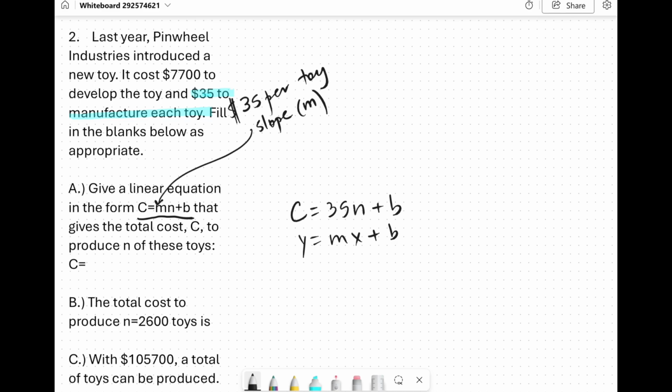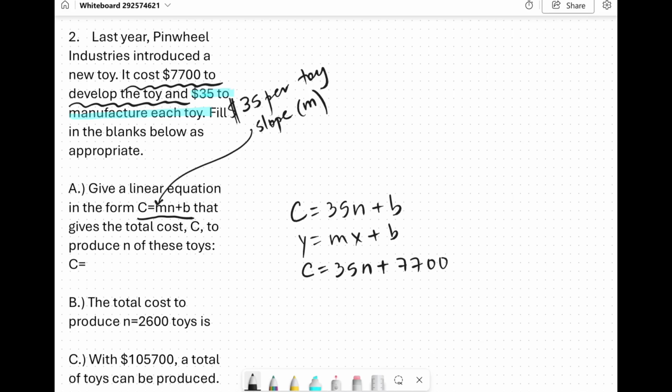The problem is b. Where do I find b? Well, if slope in the context of a question can be described using the word per, b in the context of questions like this can be described as the starting amount, the original cost, the initial amount of whatever it is the problem describes. So here it says the initial cost to develop the toy is $7,700. So the final equation is C equals 35n plus 7,700.